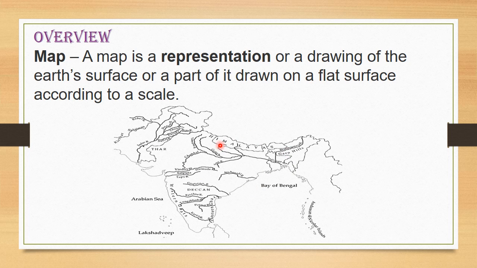So, a map is a representation or drawing of the earth's surface, either the full earth surface or a part of it. Like this, on a flat surface, according to the scale measurement we have been drawing, that is called a map. So, you have all got what a map is.